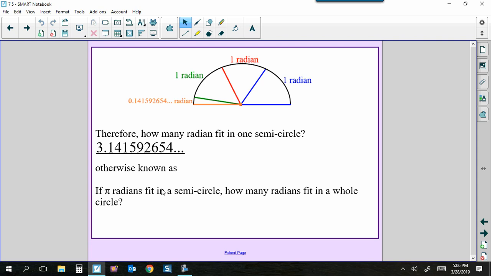What is that number representing? Pi. So 1 semicircle, or half a circle, has 1 pi radians. If a semicircle is 1 pi, then a full circle, or 2 semicircles, would be equal to 2 pi. So 2 pi radians makes a circle.